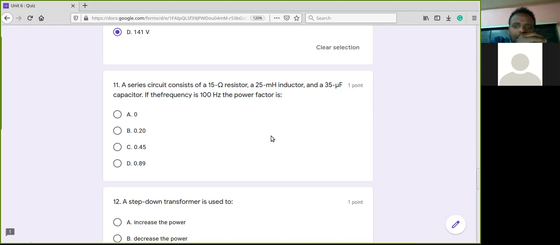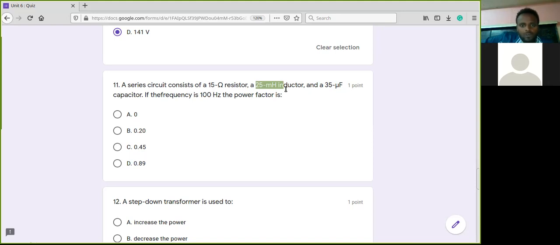What is this information? This is capacitance, this is inductor, yes? So we have to find XL and XC. What is XL? XL is omega times L, yes? And XC is 1 over omega C. We have to calculate that in resistance, in ohm.